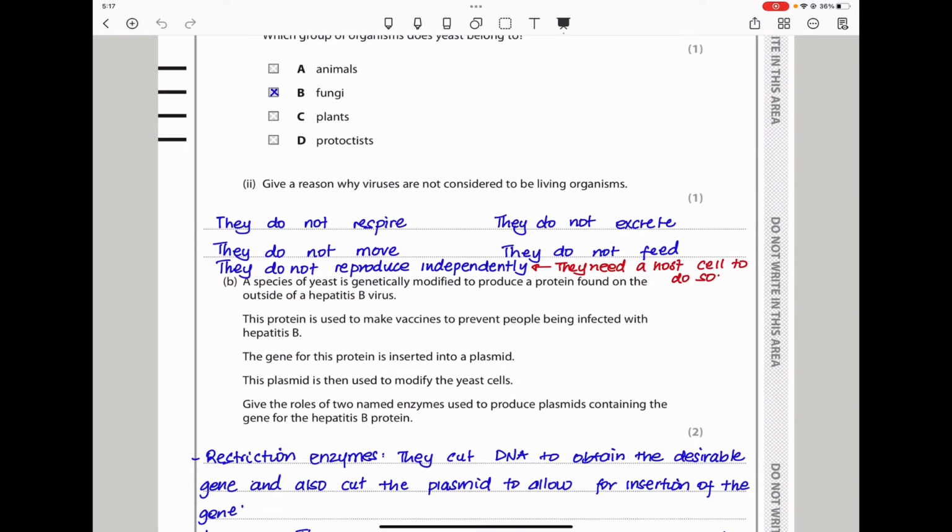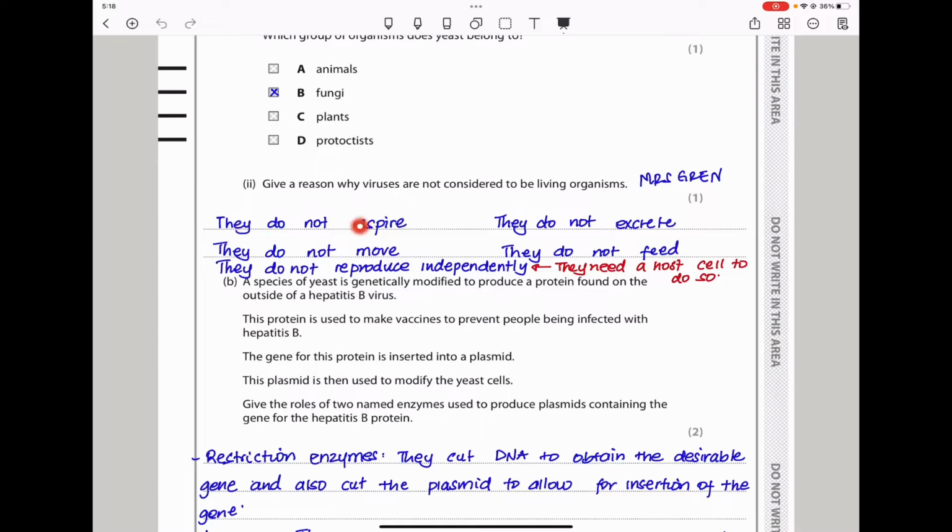The next part says, give a reason why viruses are not considered to be living organisms. Remember, living organisms go through MRS GREN. I hope you remember that. They can move, they can respire. They respond to stimuli, they can grow, they can reproduce, they can, of course, excrete, and then they go through nutrition, or they can feed.